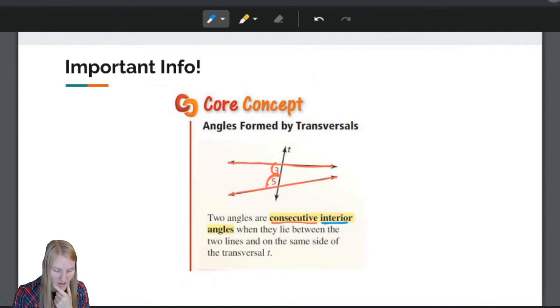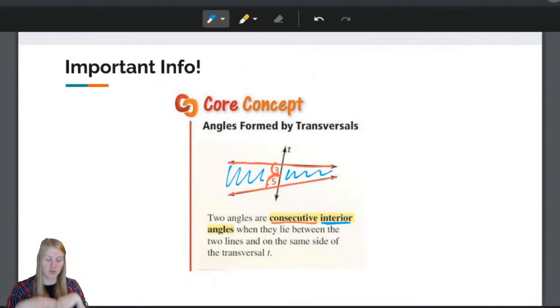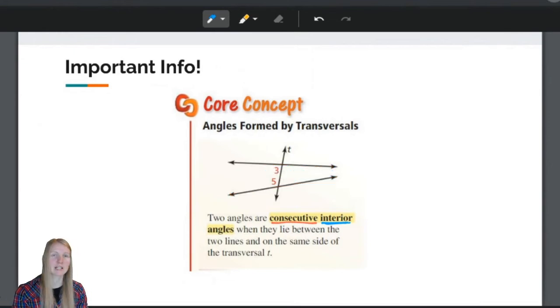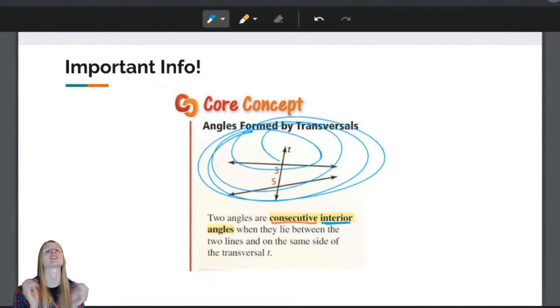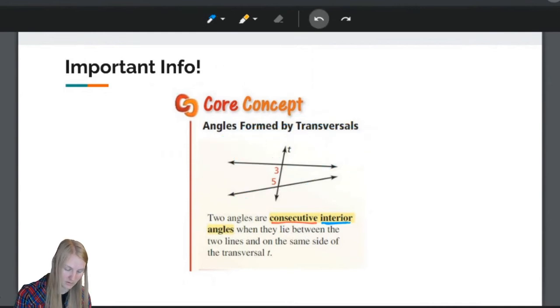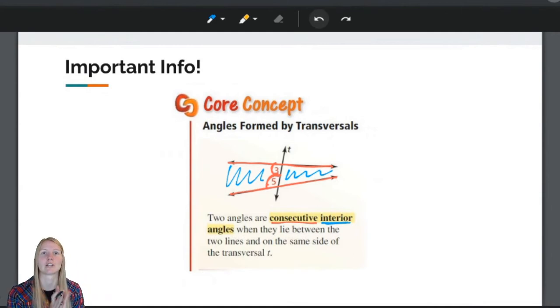Consecutive interior. Look at that. They are on the interior of the two lines. So this is why they're called consecutive interior angles. And let me show you what the picture looks like again without the annotations. Put this in your notes. If it's not in your notes, put it in your notes. There we go. And we'll bring the annotations back.